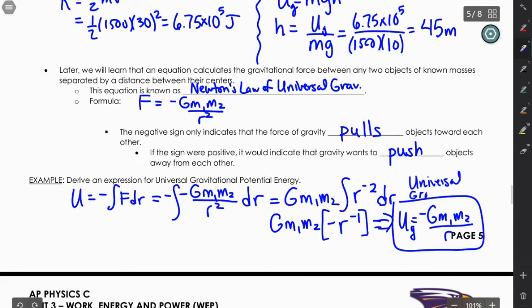It's universal gravitational PE. That formula will appear on the formula sheet. And then we're going to talk about potential energy curves next, conservation of energy, and then finally power.